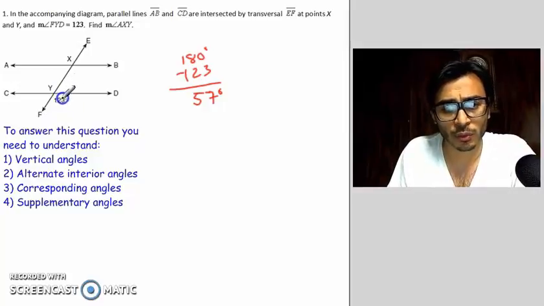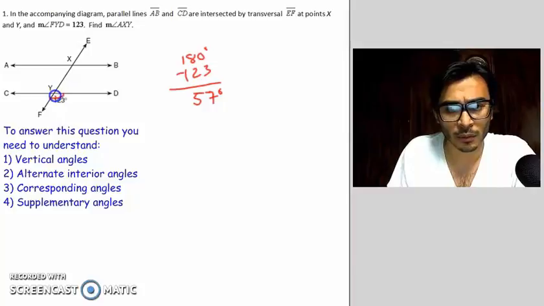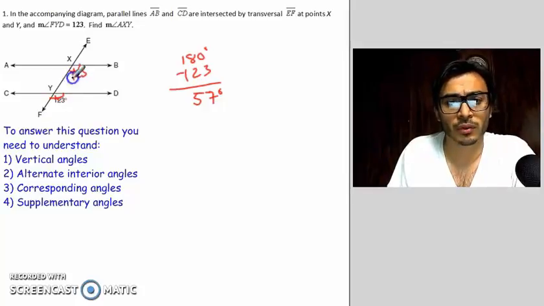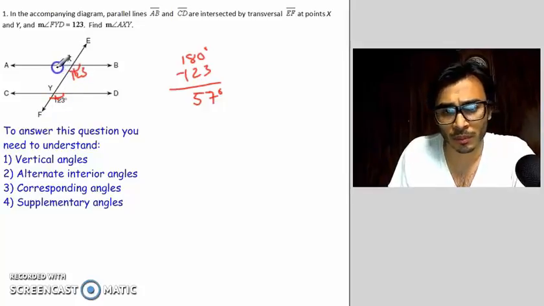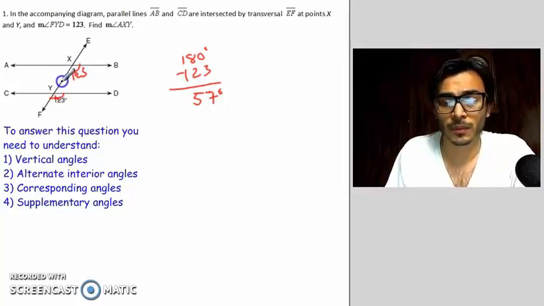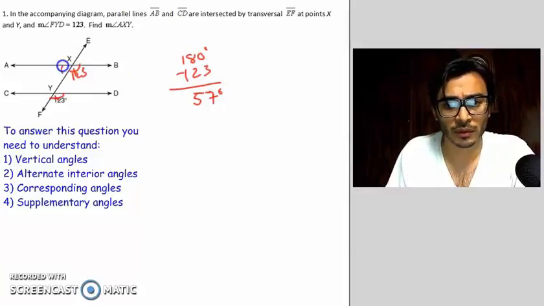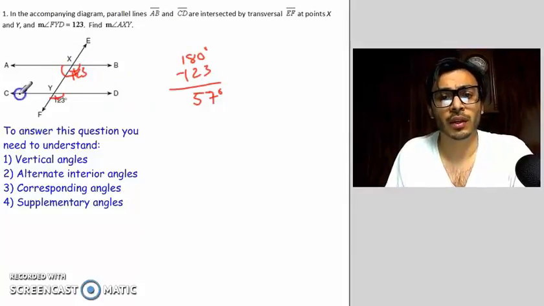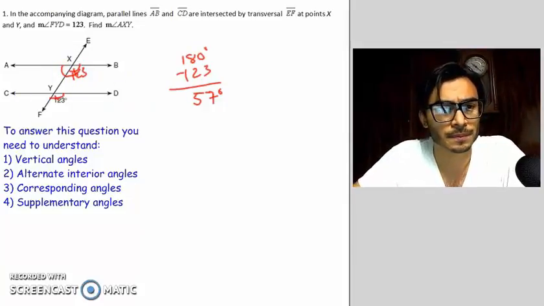The other way is to recognize that FYD, this angle here, and angle YXB, these are corresponding angles. So this is also 123. And then you do the supplementary angles like we did before, right? Do 180 minus 123 because these are a linear pair, and then you can get the 57 degrees.